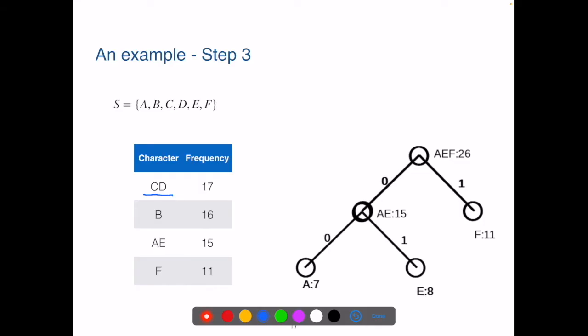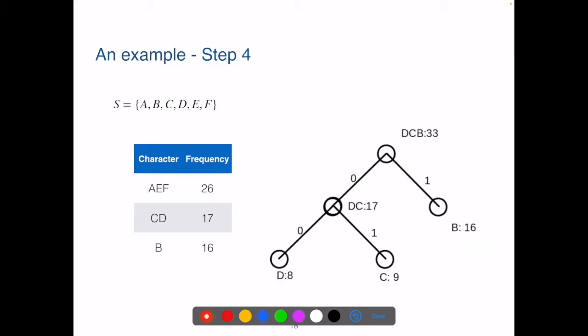Next, we take the bottom two letters again. Now we are looking at AE and F. We add a new branch for F. To the tree AE we previously constructed, we create a new common parent, AEF, with a new frequency 26. Next, we update the table.